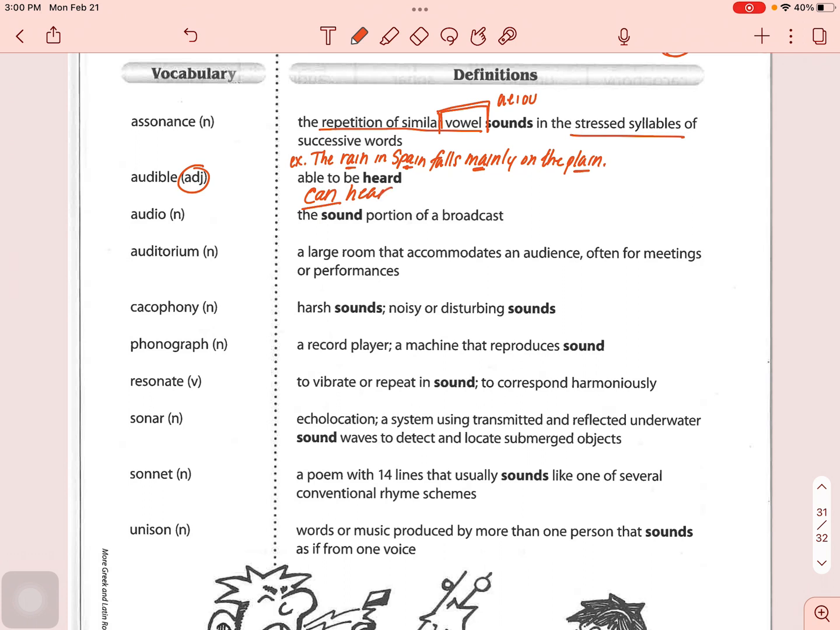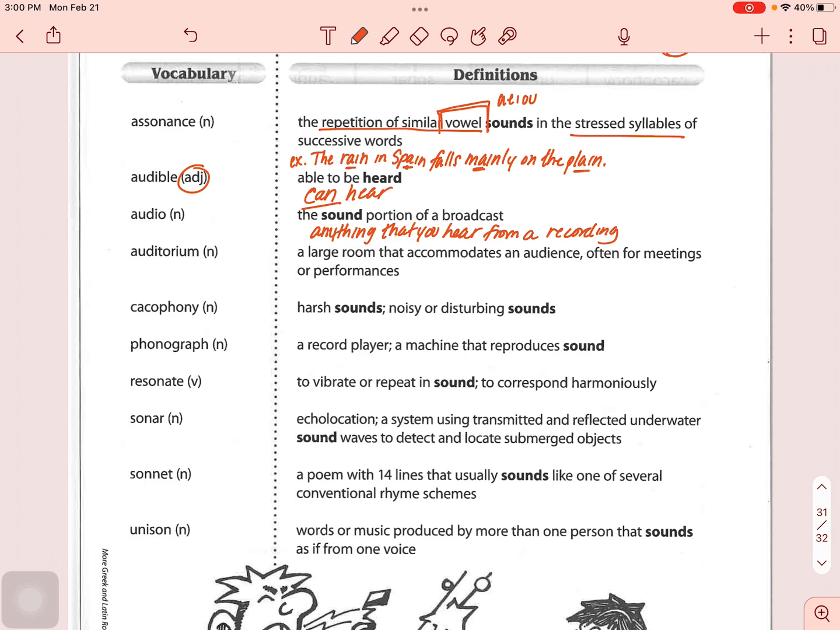The next one is audio. Audio is the sound portion of a broadcast. So if you're watching TV, anything that you hear from a recording is audio, the audio portion of that recording, okay?